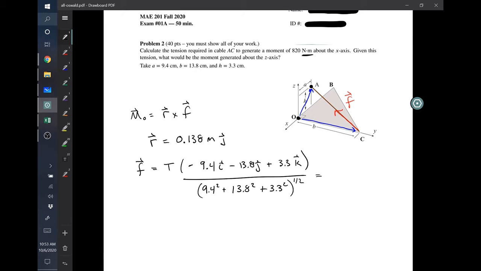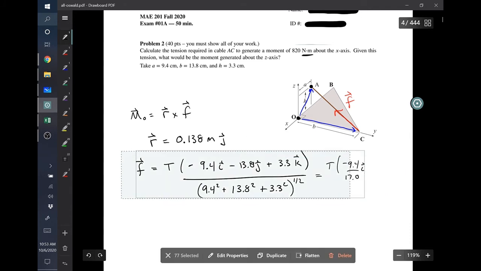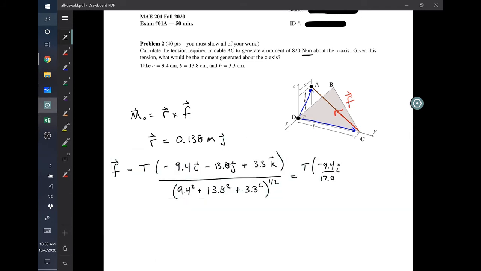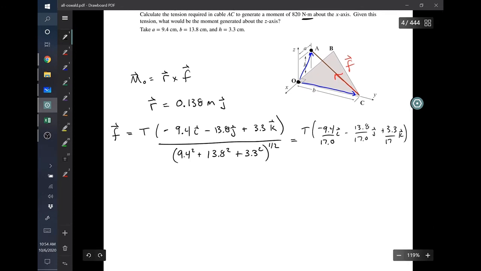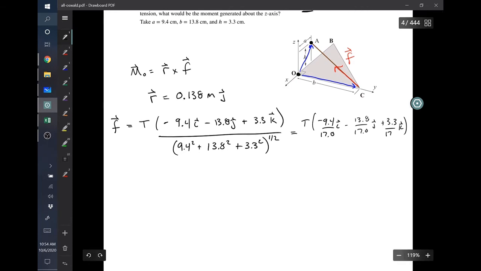So we'll just write that out. I'm going to get my tension multiplied by minus 9.4 over 17. We'll just round it at 17.0 for now. And then give myself a little more space here, and then we'll have minus 13.8 divided by 17j, and 3.3 divided by 17k, and there we go. And so now we have all the vectors we need, and we can just go ahead and take our cross product.